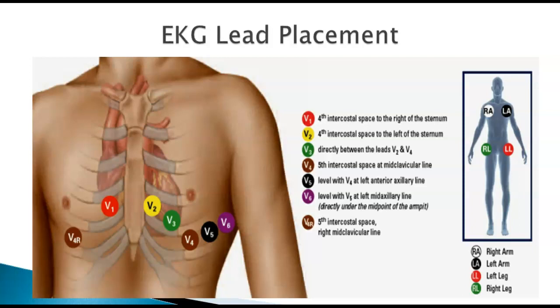Then you're going to go back and put your V3, which is directly between V2 and V4, and then your V5, which is directly between your V4 and V6. Now you have them all on there. You also have your right arm, right leg, and left leg. Don't forget to put those on your patient before you do your 12-lead EKG.